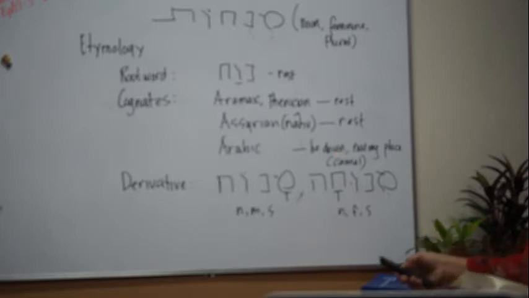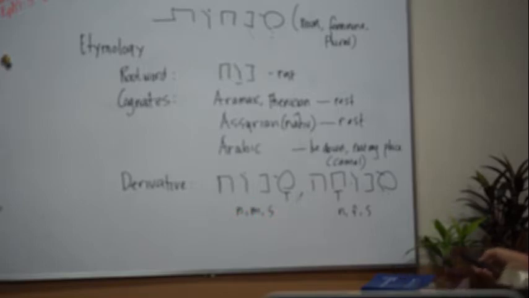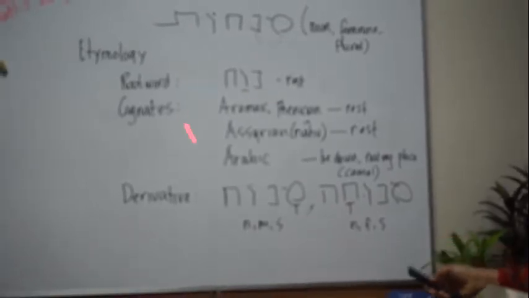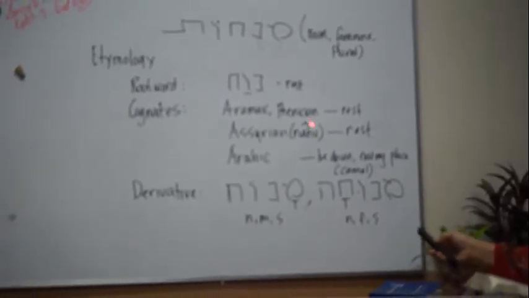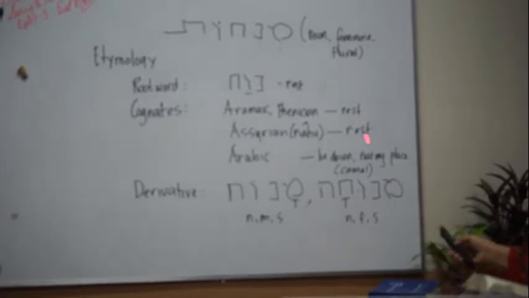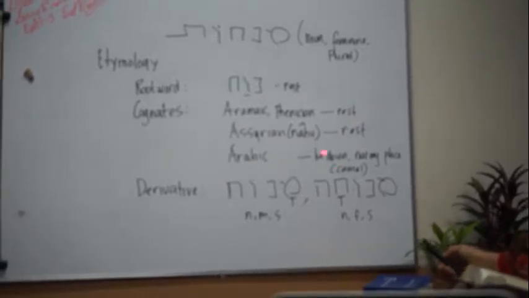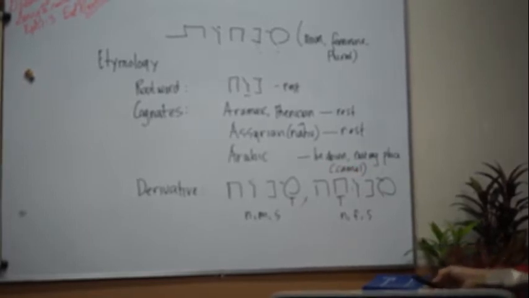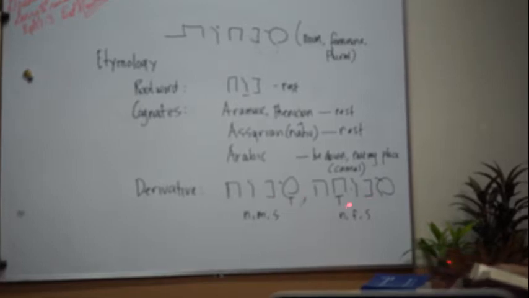And then in derivatives, we have manoach here, a noun, masculine singular, and then menucha, a noun, feminine singular. So this is related to menocot, as this is plural and this is singular. To summarize, the root word is nuach. It has cognates in Aramaic and Phoenician, which mean rest. Assyrian, rest. In Arabic it also refers to the example of a camel lying down and to a resting place. So your derivatives would be manoach and then menucha.